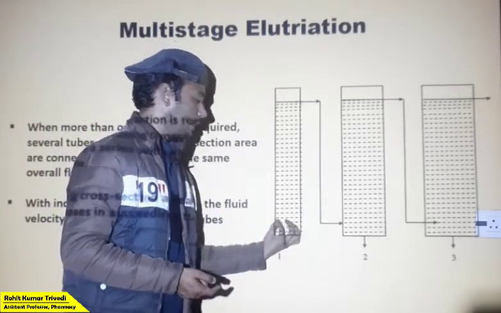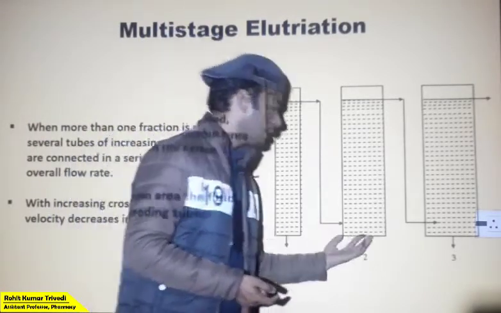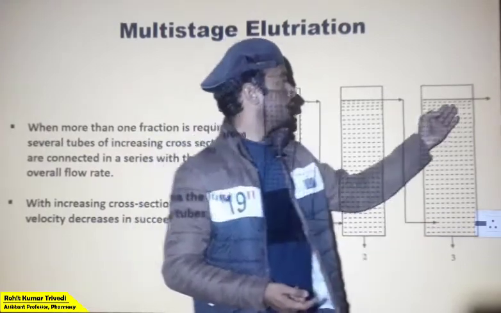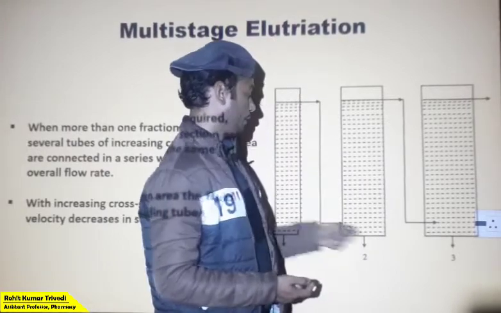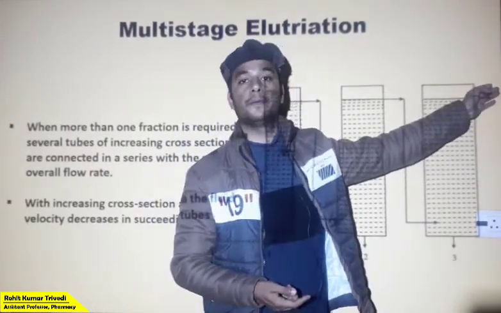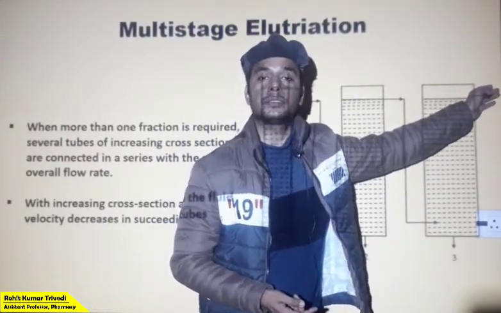A few particles will settle here, a few particles will settle here, a few particles will settle here, and again a few lighter particles will be taken from this outlet. So we will have 1, 2, 3 and 4 different sized particles.